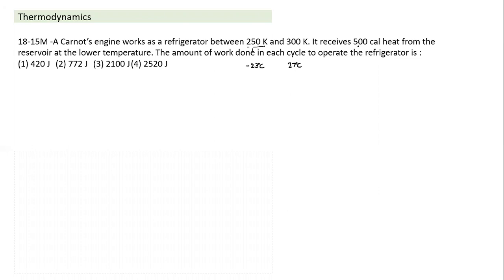It receives 500 calories of heat from the reservoir at a low temperature. It means that is how much heat it has removed from the refrigerator in one cycle. What is the amount of work to be done in each cycle? What is this term given? If I use my normal convention, Q1, Q2 and work done, this term is Q2. This is the heat removed from the lower temperature source.